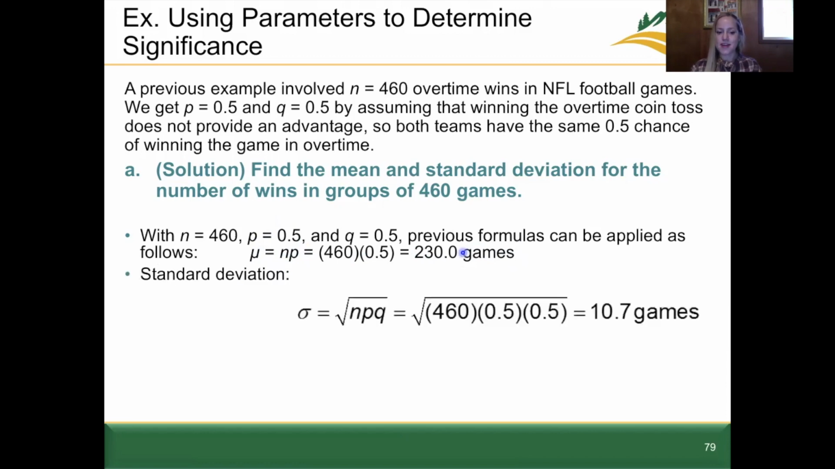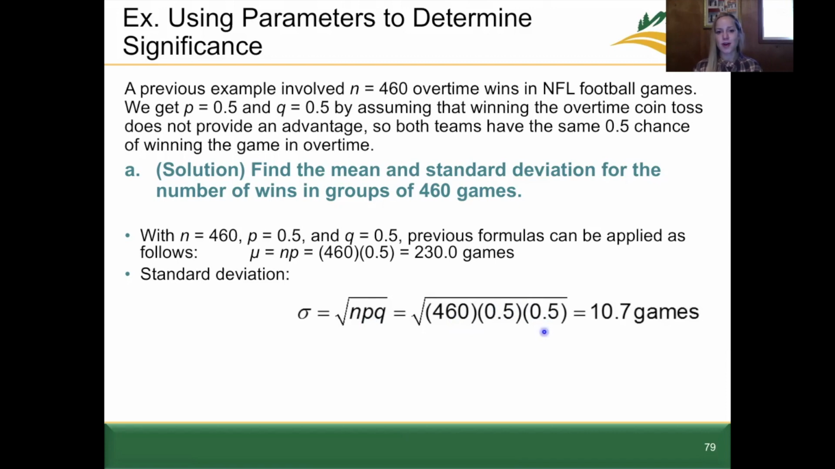Then for the standard deviation, we're going to use that formula. We need to know n and p and q now. Here's our n value, here's our p value, and here's our q value. We knew these were both 0.5 because we were told in the question that winning and losing is equally likely.